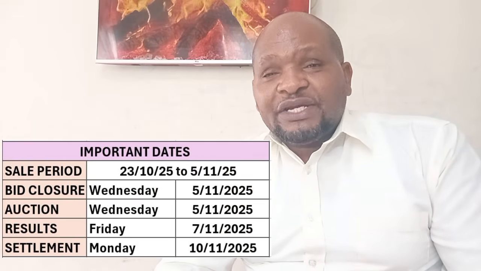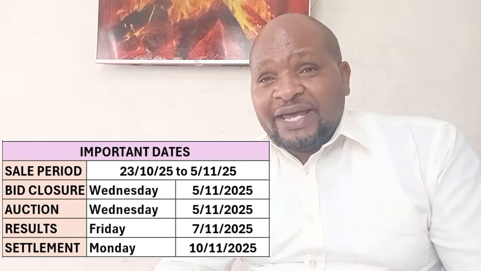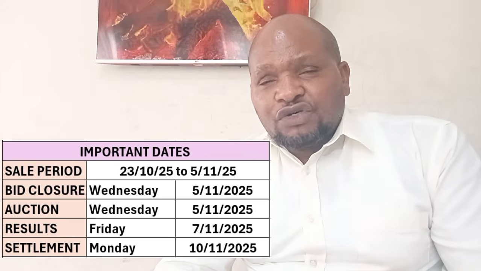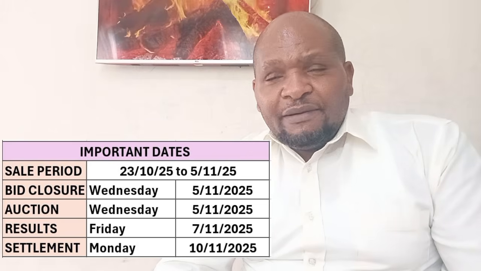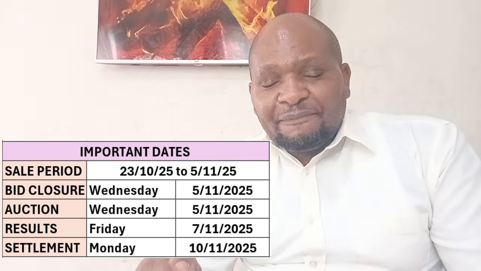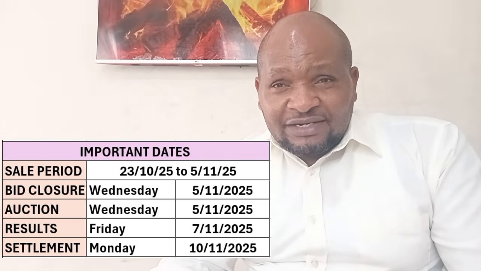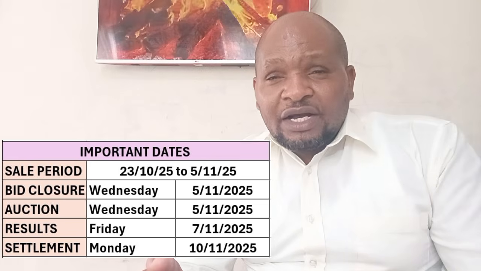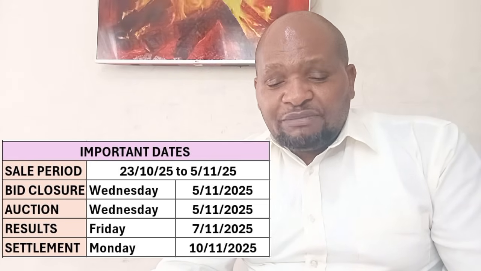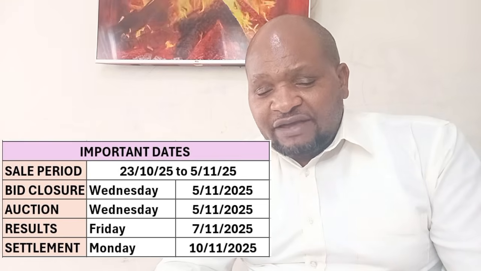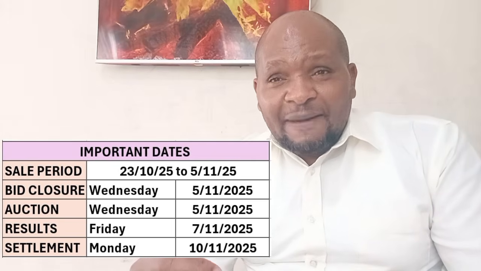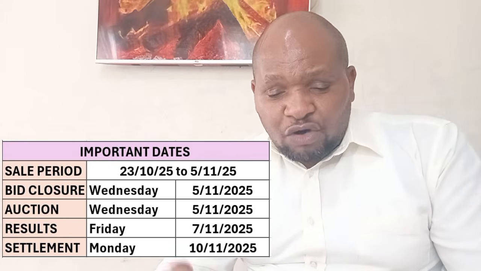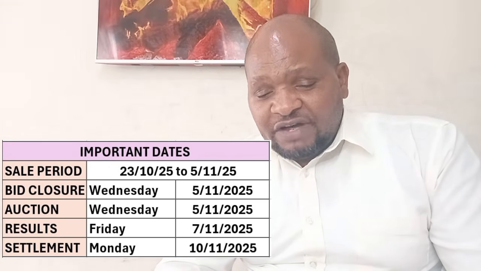Our second schedule is giving us the important dates for this auction, where the selling period, the period within which you are supposed to ensure you have placed your bid, that is 23rd of October 2025, closing on 5th November 2025, 10 o'clock. The bid closure is the last date of the bidding period. The bidding period closes at 10 in the morning, and the auction begins immediately after that, and therefore the bid closure becomes 5th November 2025, and it will always be on a Wednesday. The auction takes place on the same day. Immediately the bidding period closes, it opens the auction, and that will still be on Wednesday of 5th November 2025.